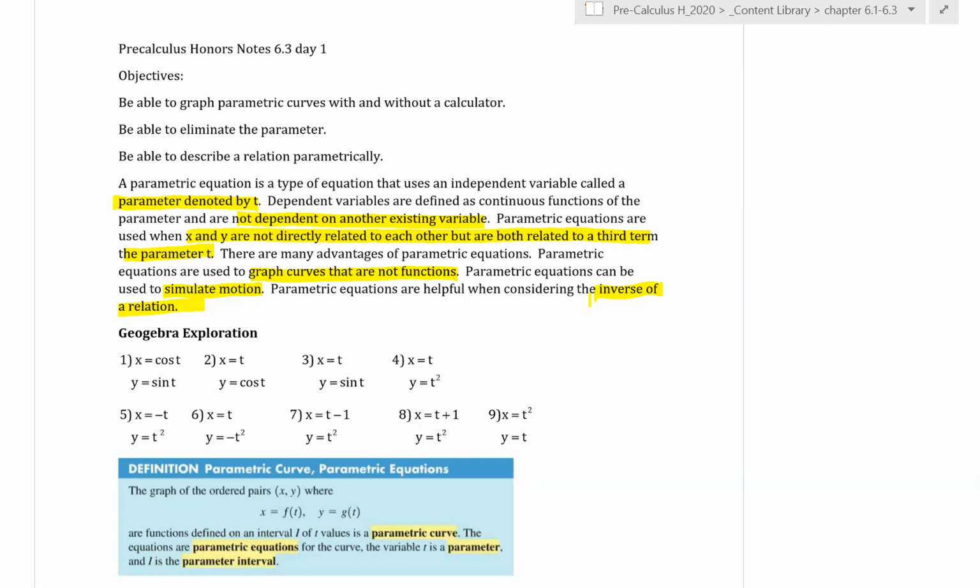We are going to talk about parametric equations, and we have talked about parametric equations in a previous unit. That was probably more of an introduction. We're going to dig a little deeper now. We're going to talk about more details. So go ahead and pause the video and read the objectives for the lesson.